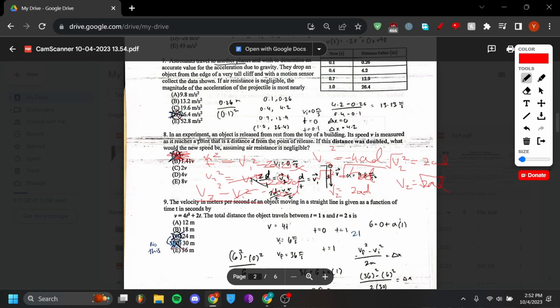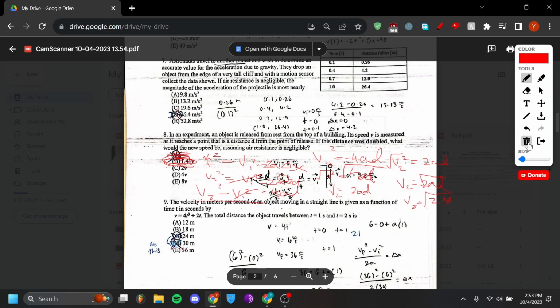Right, if distance was double, what would the new speed be? No, it wouldn't double. Because look, v2 equals square root of 2AD. That's square root. That's not double. And what's the square root of 2? 1.4. Oh, it's b. It's b. Because of the calculations we just did here. So it's b.